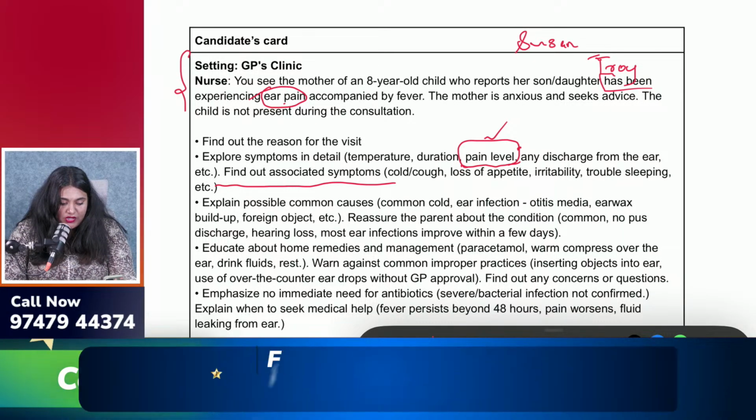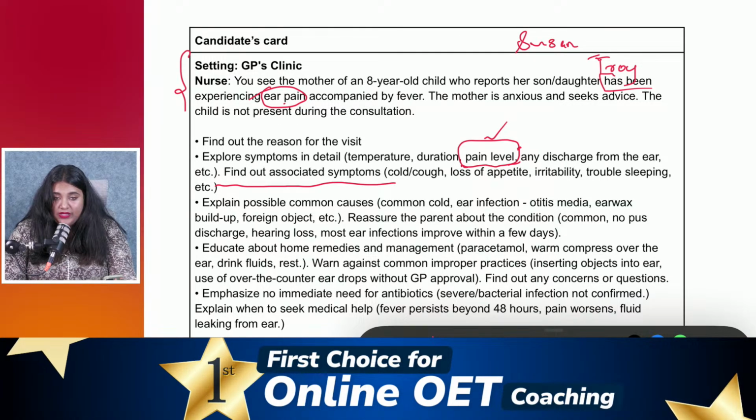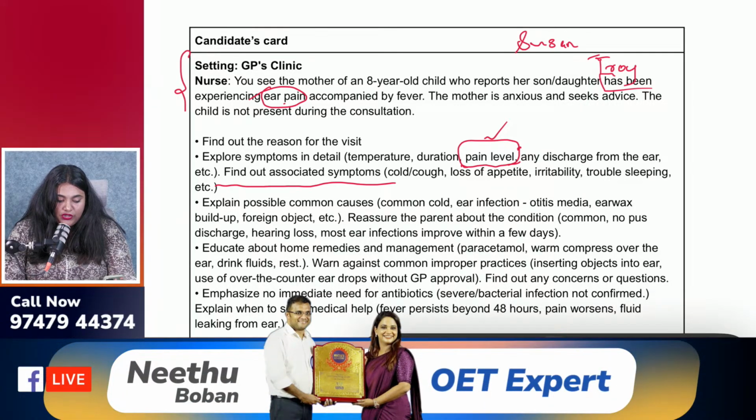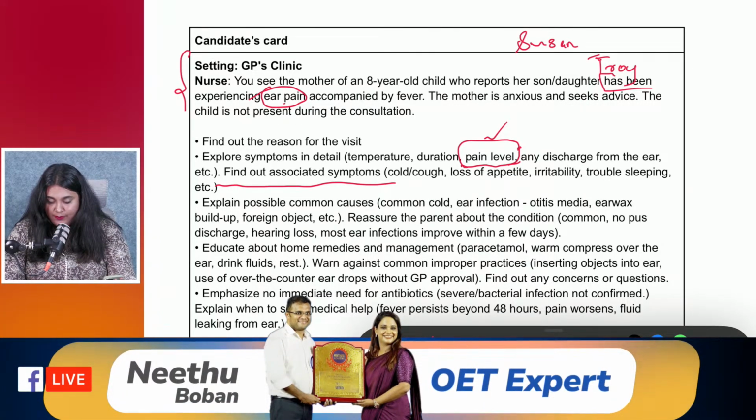Angel, how long your child have been experiencing? Okay, your child is singular, so it is not "have", it has to be "has". How long your child has been experiencing ear pain is a good question.